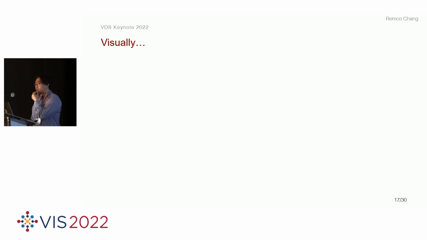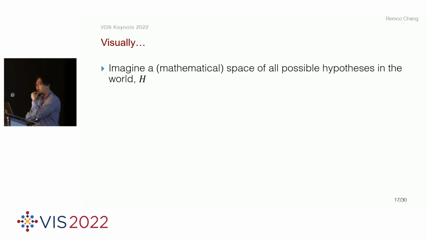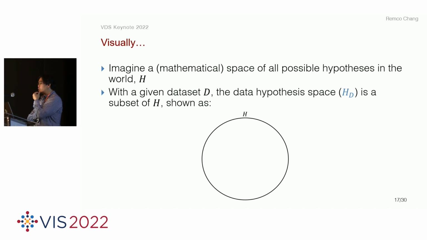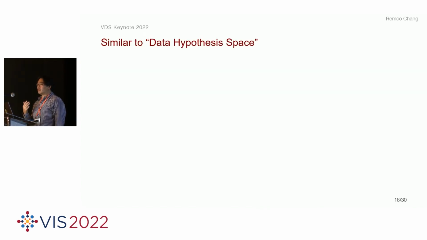Okay, so let's look at it visually. Now imagine that I have a mathematical space of all possible hypotheses in the universe. So this is like an infinite set, and I'm going to draw that as a big bubble, and that's H. And now, when you're given a data set D, the data hypothesis space that we denote as H of D is a subset of H, which is shown as this.